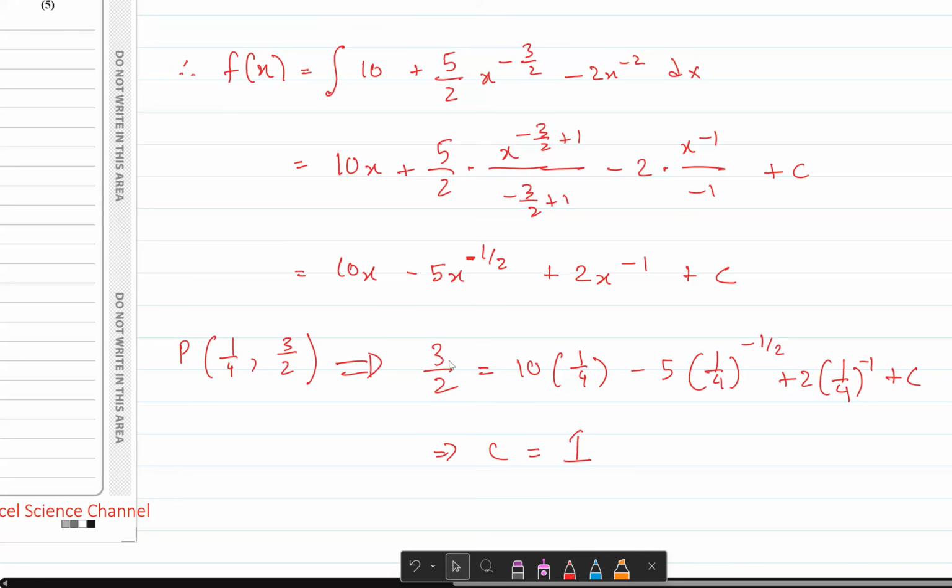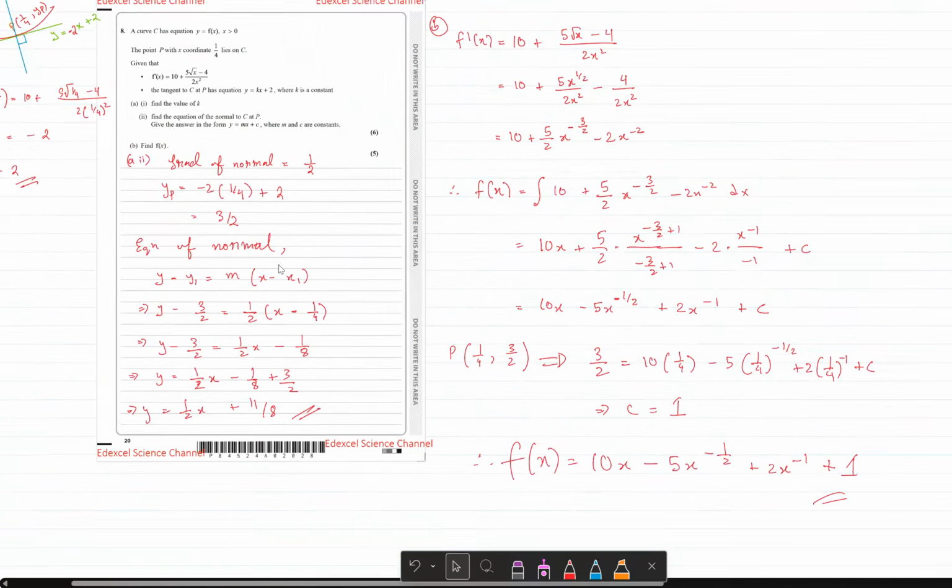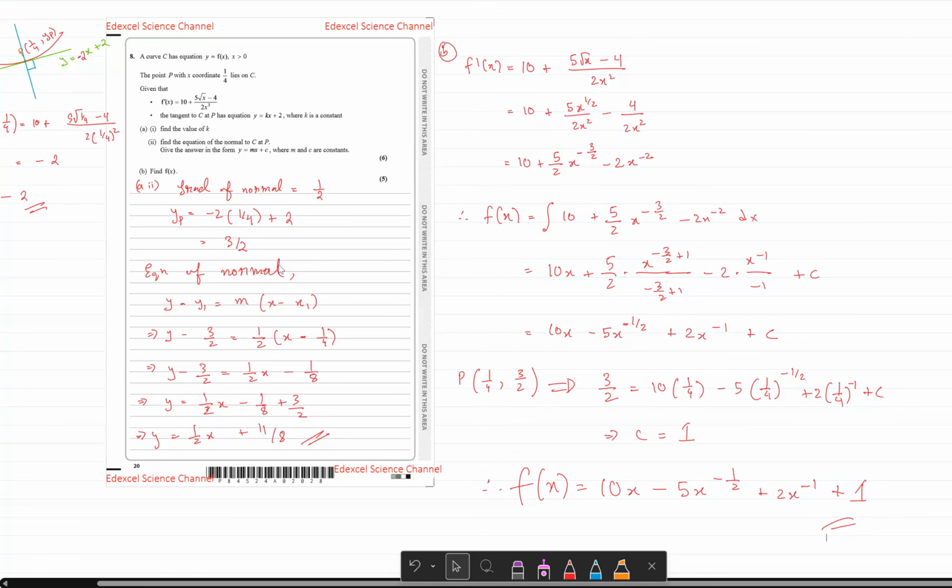Wow, that is very nice. So your f of x is 10x minus 5x to the power minus half plus 2x to the power minus 1 plus 1.